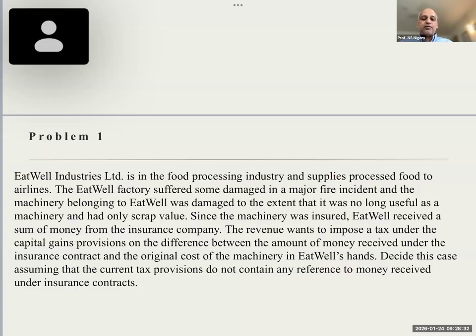which begins with Section 45. Section 45 says, any profits or gains arising from the transfer of a capital asset effected in the previous year shall, save as otherwise provided in sections 54, 54B, 54D, 54E, 54EA, 54EB, 54F, 54G and 54H, be chargeable to income tax under the head capital gains and shall be deemed to be the income of the previous year in which the transfer took place. And we started with this basic section and this basic problem.